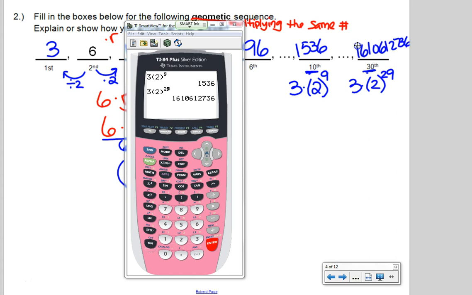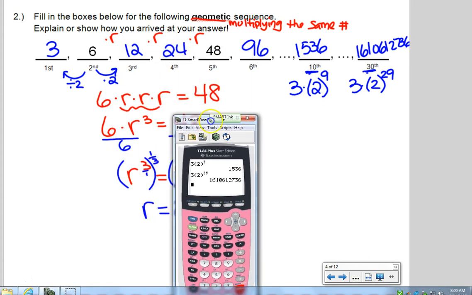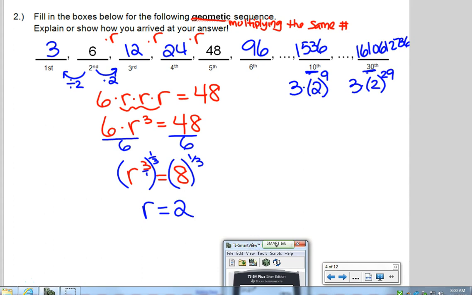Okay, so that is our lesson for today. So now we'll do some more problems, just like these ones.